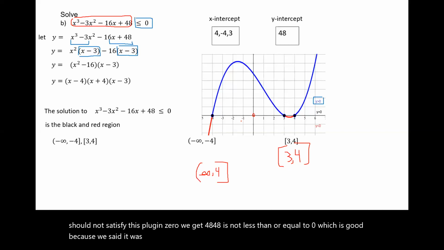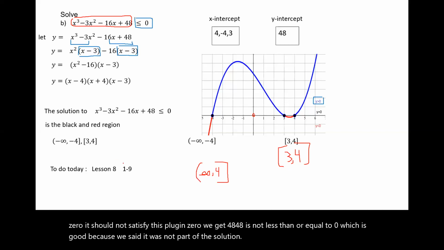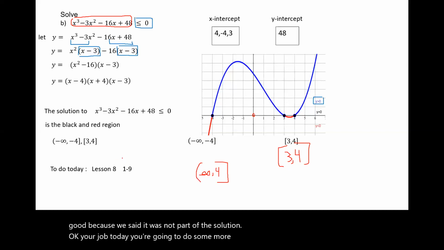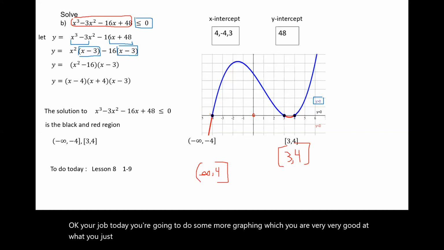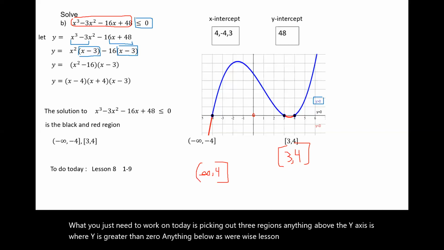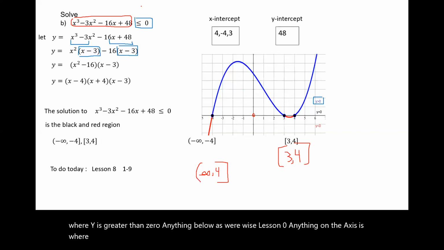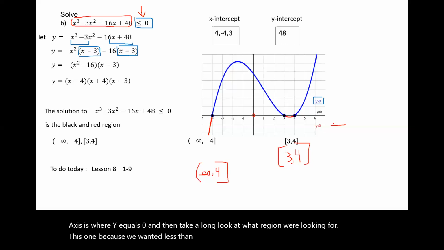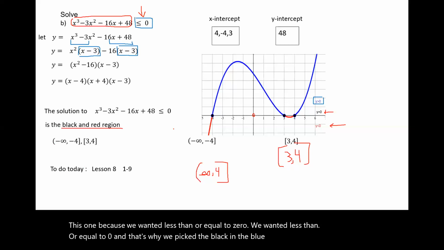Okay, your job today, you're going to do some more graphing, which you're very, very good at. What you just need to work on today is picking out 3 regions. Anything above the axis is where y is greater than 0. Anything below, that's where y is less than 0. Anything on the axis is where y equals 0. And then take a long look at what region we're looking for. This one, because we wanted less than or equal to 0, that's why we picked the black and the red region for this one. All right, enjoy these.